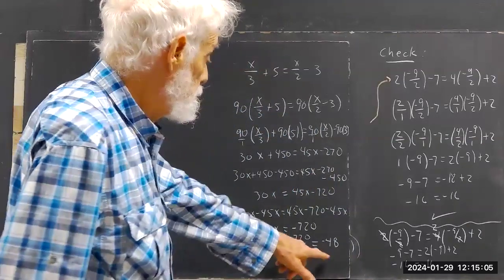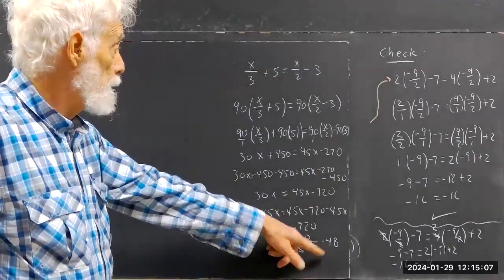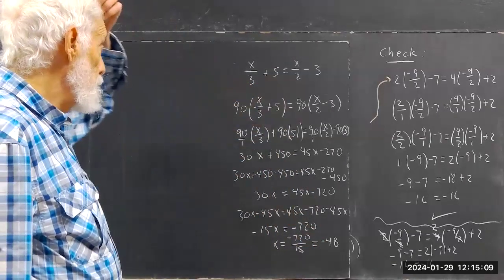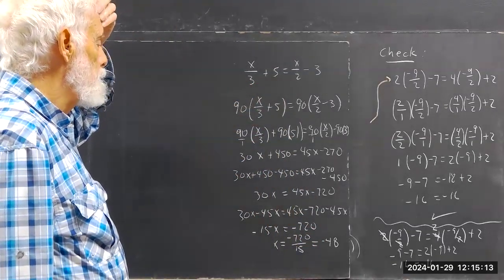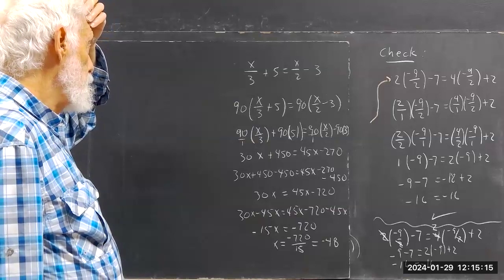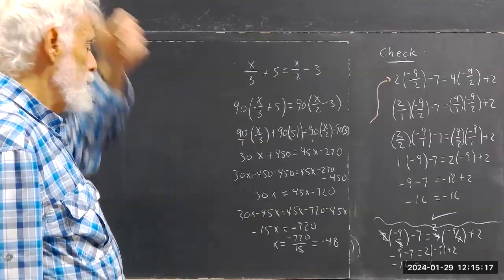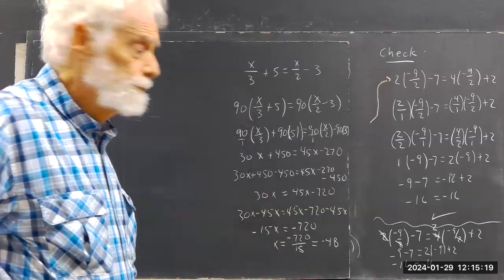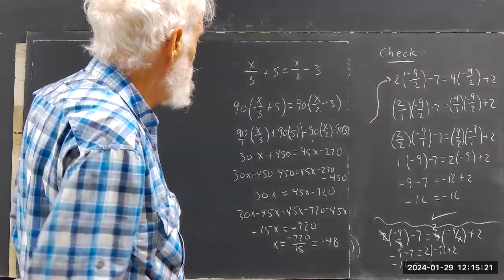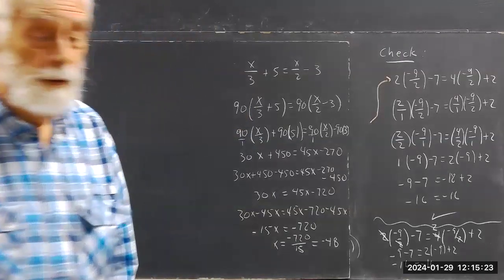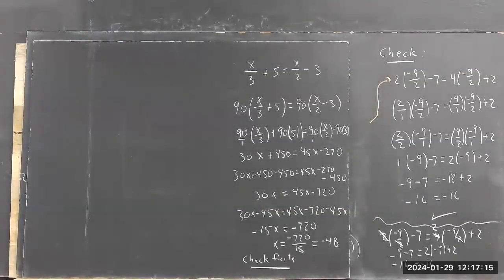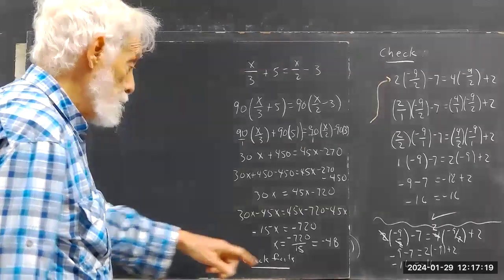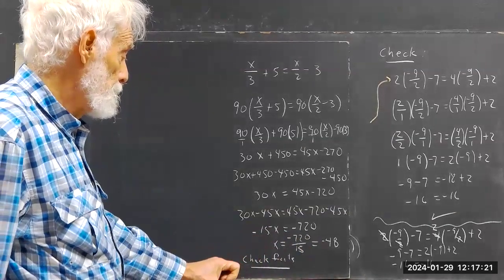Must have been something wrong. I plugged negative 48 up here. Oh, wait a minute. No, it doesn't check. Anybody see my mistake? Okay, now I'm not going to write out the check. I'm just going to say the check fails. So that can't be the right solution.